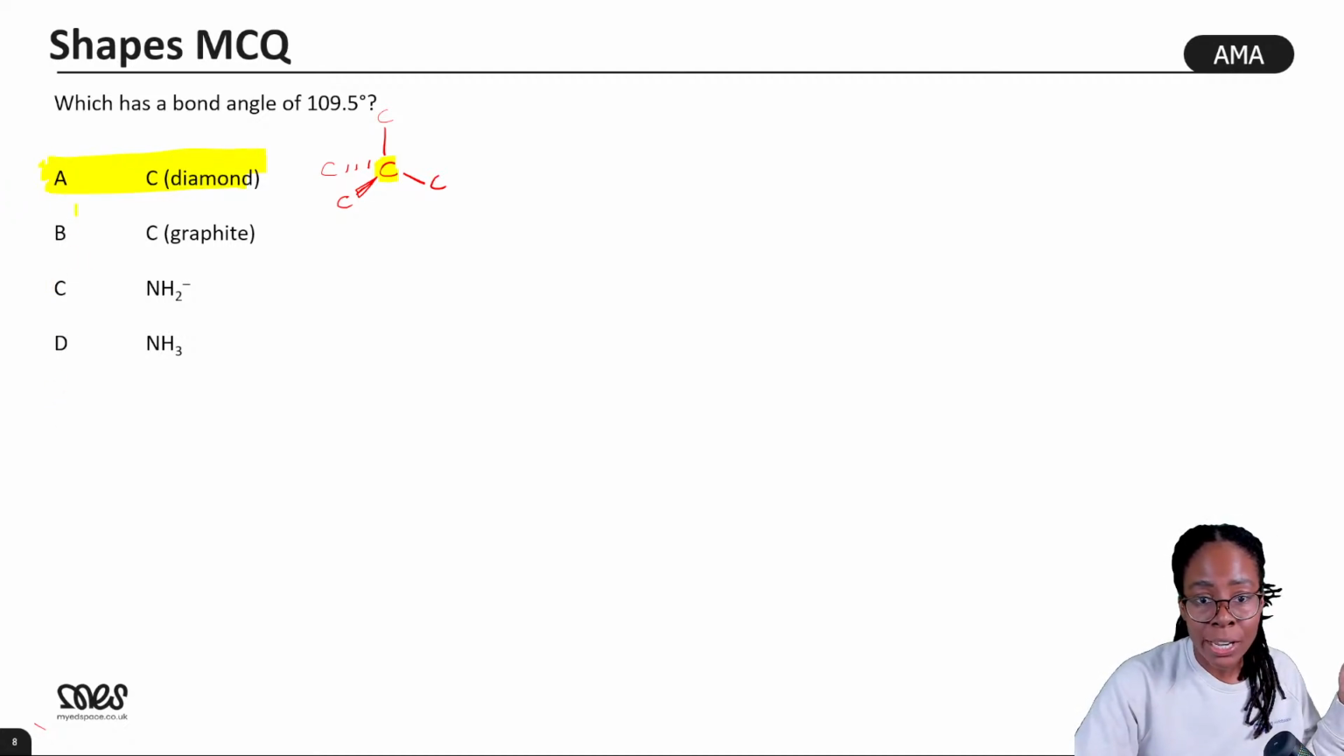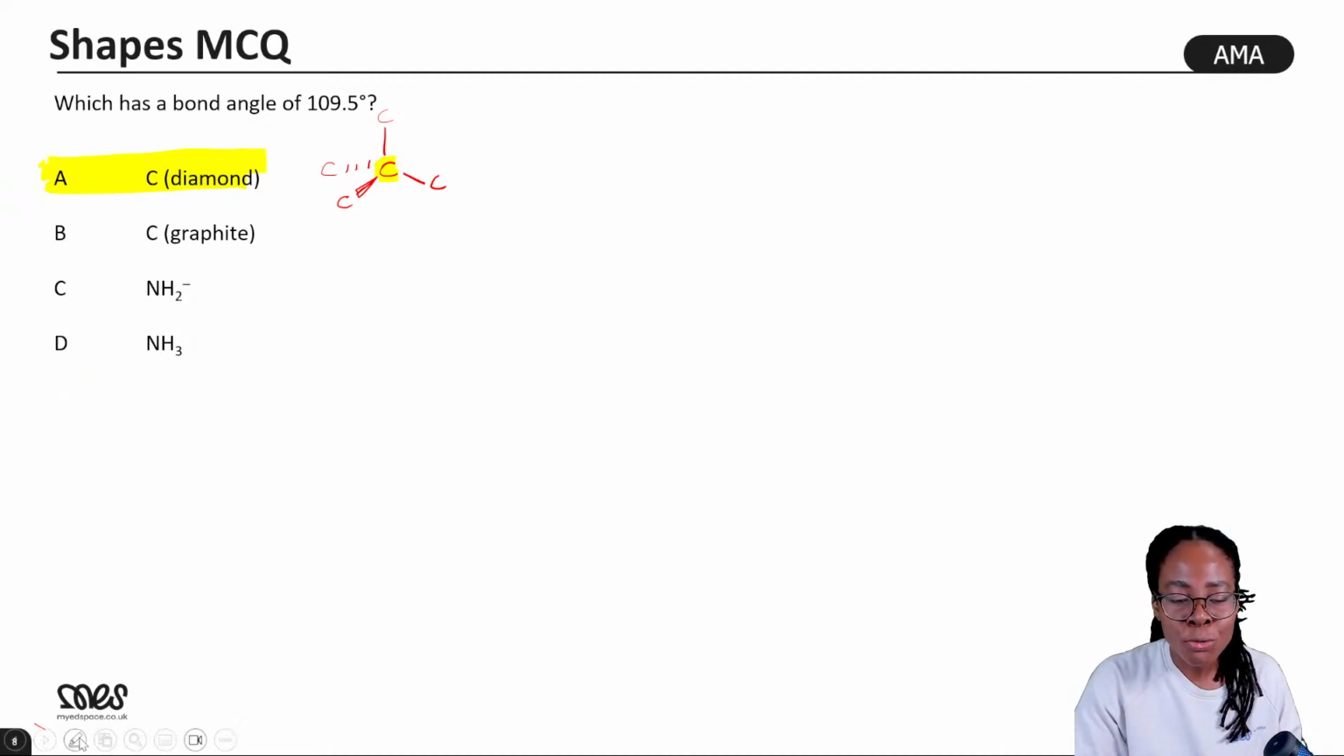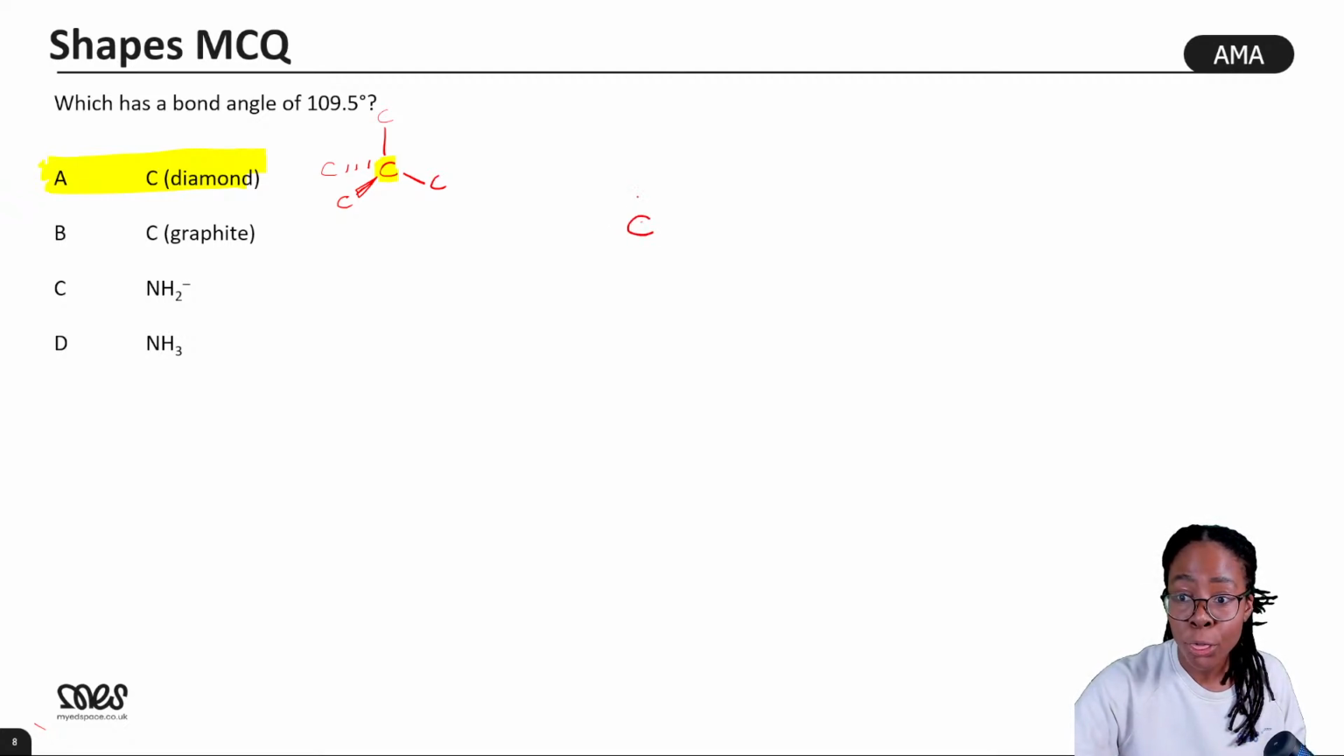Okay, we're not going to stop there though. Let's figure out the bond angles in all of the other 3 so that we know that we've really got it. Okay, for graphite, how many carbon atoms is each carbon atom bonded to? Yeah. Lovely, Caden. 3. In our hexagon that would just continue on, but each carbon atom is bonded to 3 others.